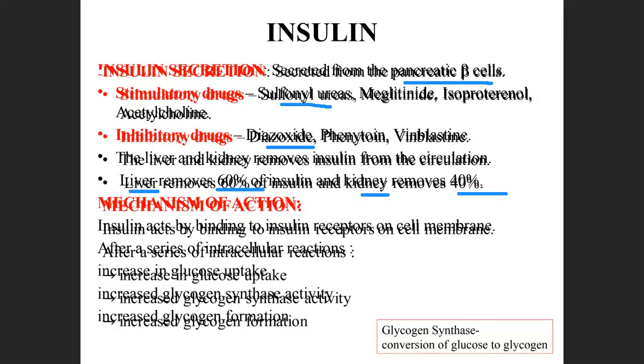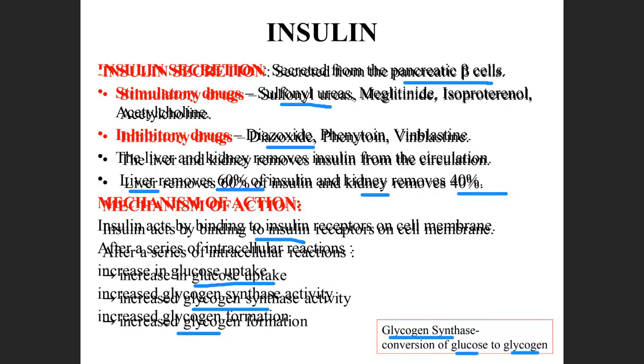So we are saying that insulin helps to reduce the levels of blood glucose. Right. So what is the insulin doing? It usually acts by binding to the insulin receptors on the cell membrane. And after a series of intracellular reactions, what will happen? It causes an increase in the uptake of glucose. It causes an increase in the activity of an enzyme known as glycogen synthase, and it causes an increase in the formation of glycogen. Now, what is the importance of glycogen synthase? Glycogen synthase helps in the conversion of glucose to glycogen.